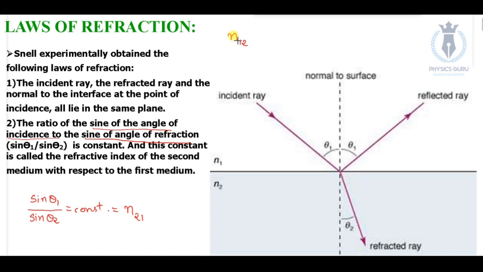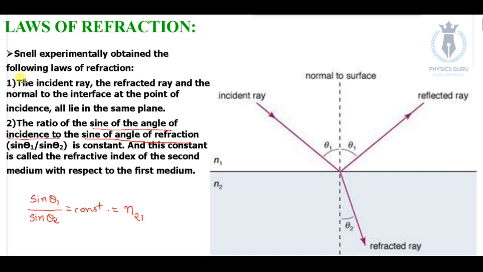If we write N12, it means the refractive index of the first medium with respect to the second medium. If we write N32, it means the refractive index of the third medium with respect to the second medium. If we write N23, it means the refractive index of the second medium with respect to the third medium. Similarly, here N21 represents the refractive index of medium 2 with respect to medium 1.